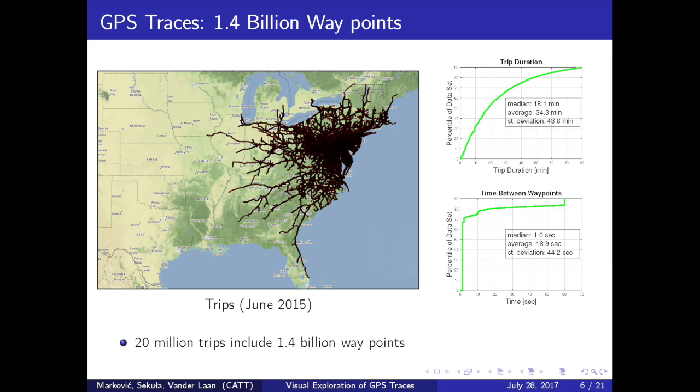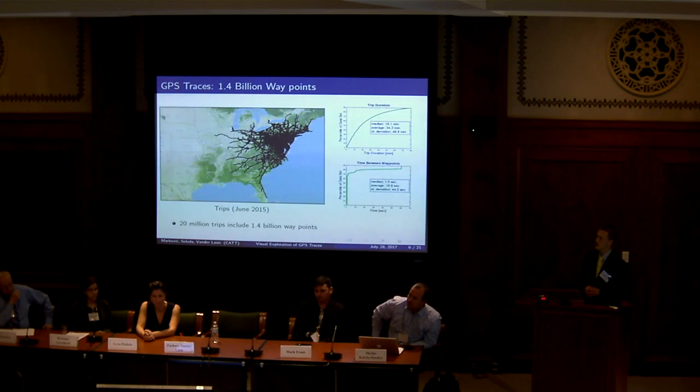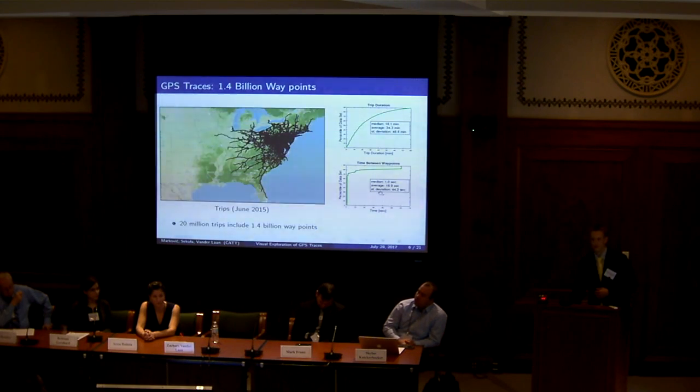One thing each of the 20 million trips has in common is that at least one of the waypoints was recorded in the state of Maryland. Actually, about 75% of the trips are completely internal to Maryland, meaning they began and ended in the state. If we look over here on the right, we see that the median trip duration is about 18 minutes, and the median time between waypoints is about 1 second, which means our data is highly granular.